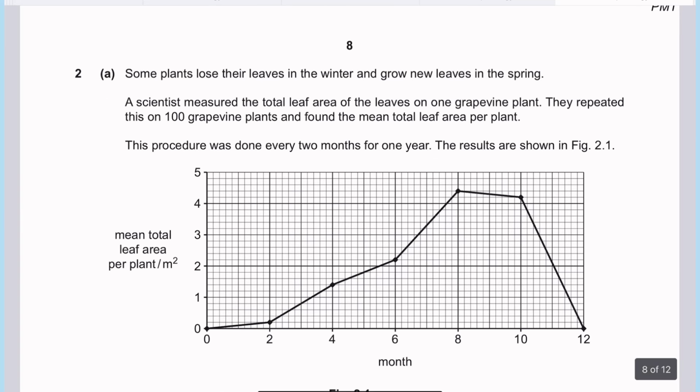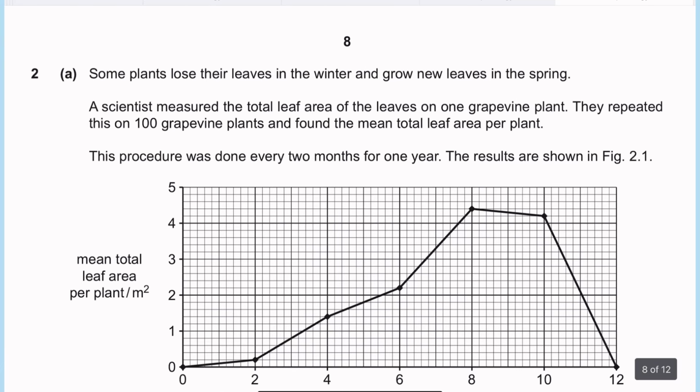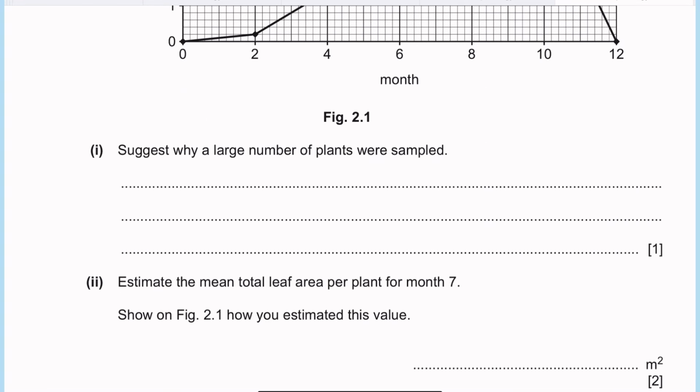All right. Next, some plants lose their leaves in winter and grow new leaves in spring. Scientists measured a total leaf area of one grapevine plant. They repeated this on 100 grapevine plants and found a mean total leaf area per plant of this. So that's the graph. Suggest why a large number of plants were sampled.